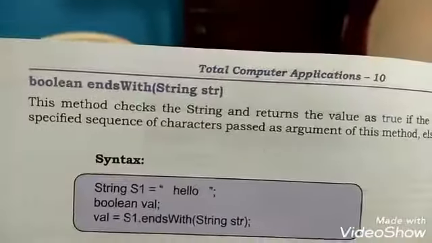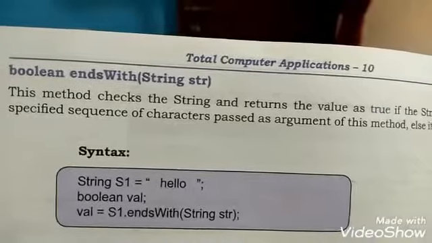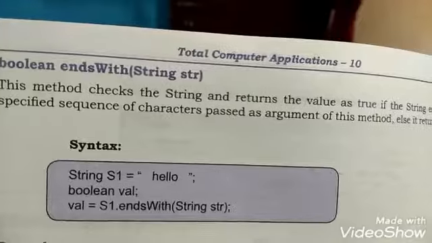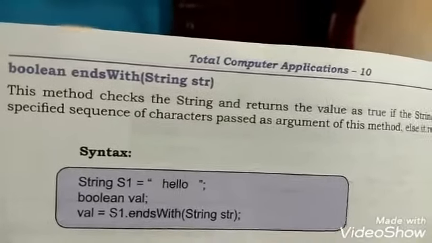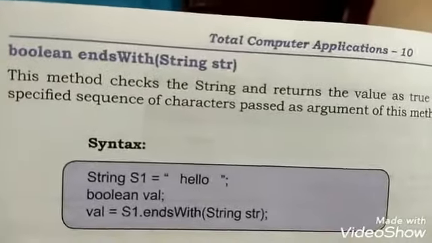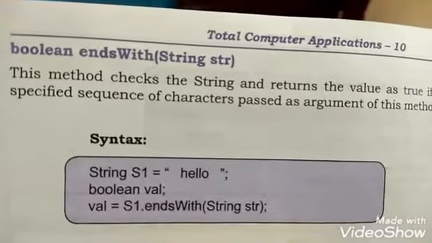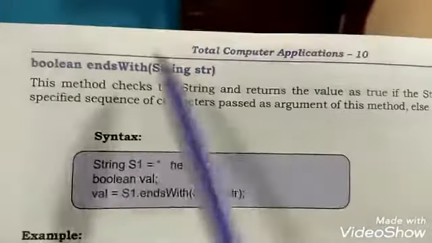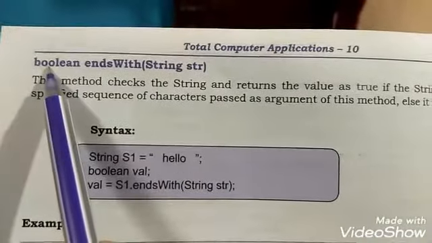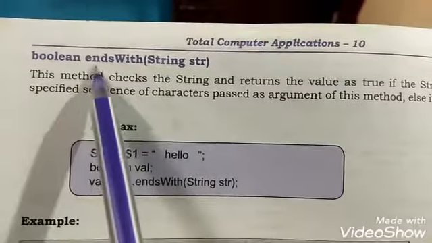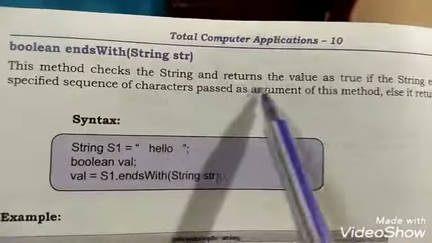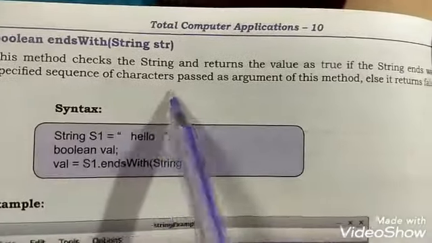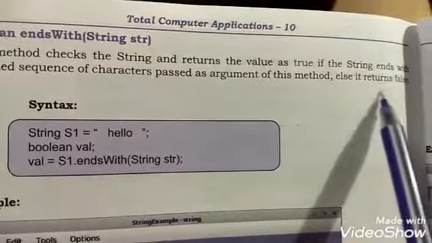The next method is boolean endsWith(String str). It is just the opposite of the method that we have learnt recently, that is startsWith. This is just the opposite of startsWith, that is endsWith. So this endsWith method also returns a boolean value, that is either true or false. This method checks the string and returns the value as true if the string ends with a specified sequence of characters passed as argument of this method, else it returns false.